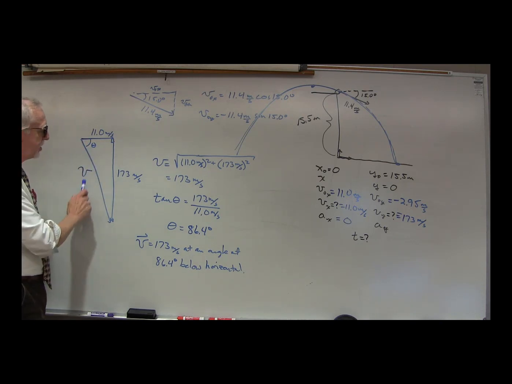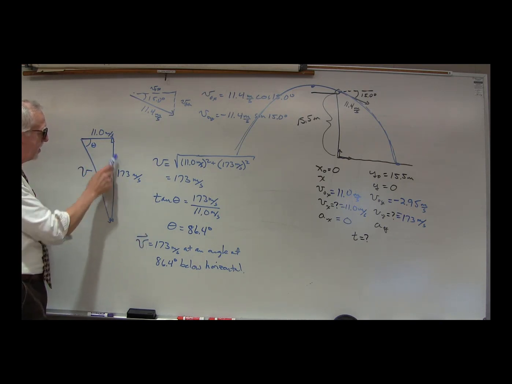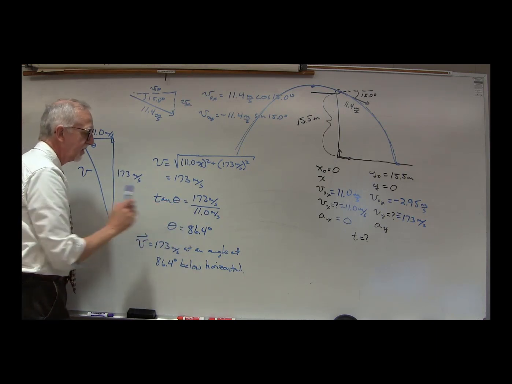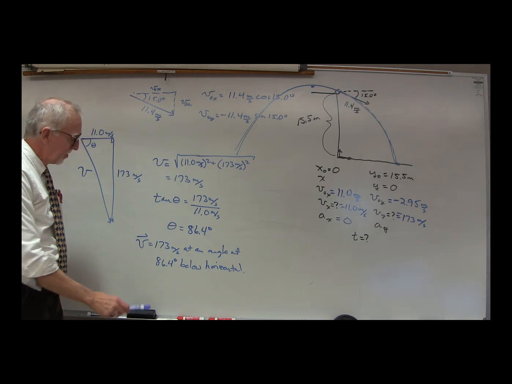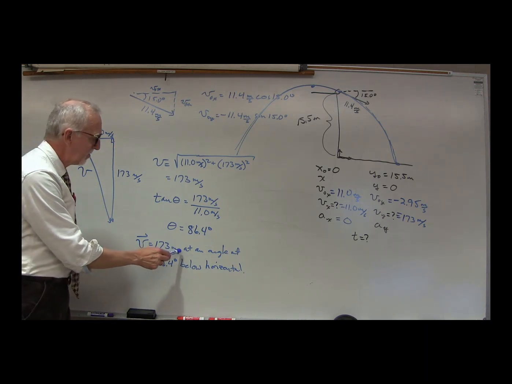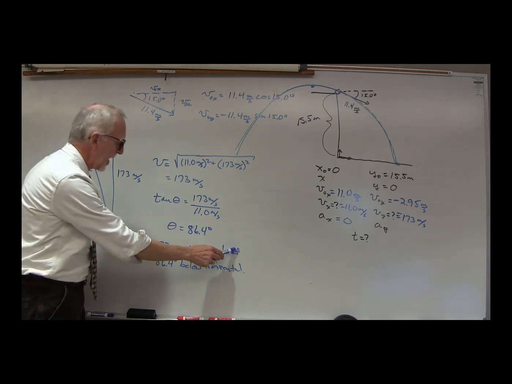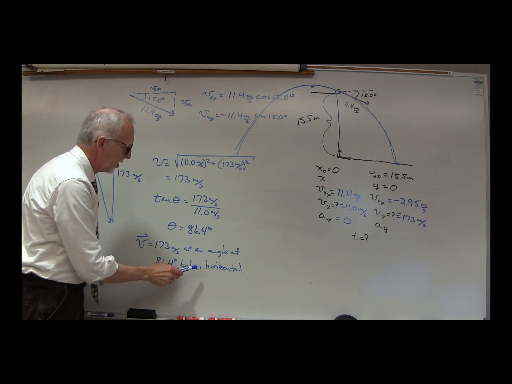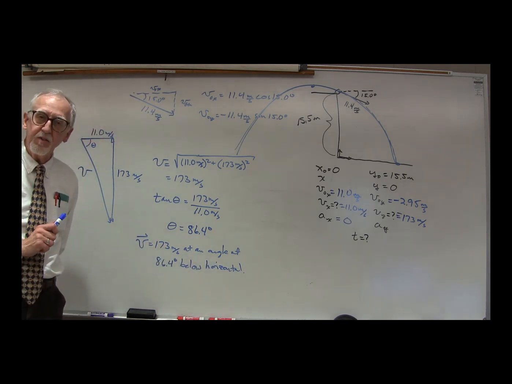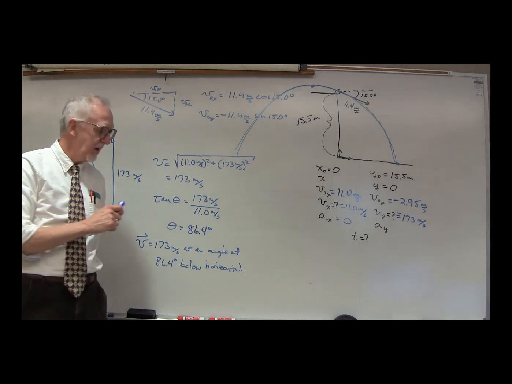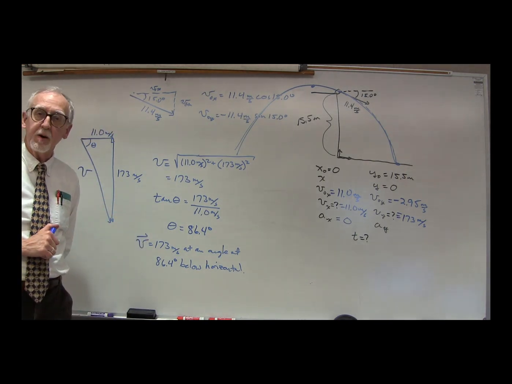We find the direction, tan of theta is opposite over adjacent. Inverse tan gives us 86.4 degrees. So what's the final velocity? Final velocity, 173 meters per second at an angle of 86.4 degrees below the horizontal. Okay, there we go. Very, very good. We found the time for part A. We found the final velocity for part B.